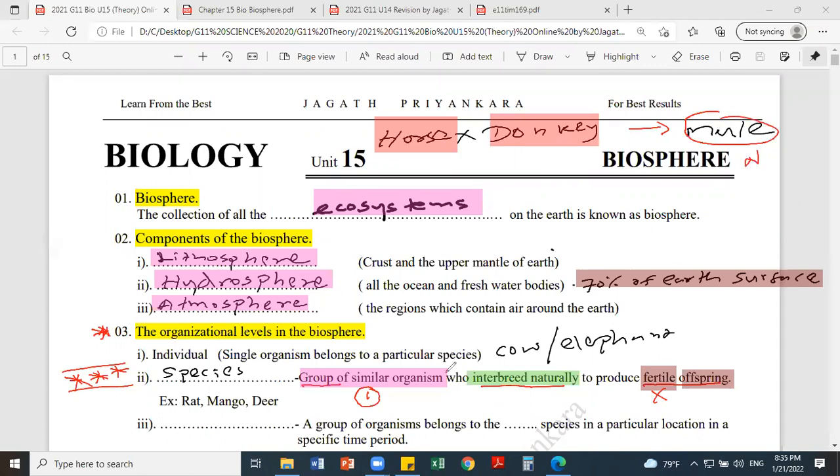You get an offspring. Okay, look at here. They look a bit structurally similar. They can interbreed also. You can get an offspring, a mule. Mule is the offspring, but this condition is not satisfied. Mule is not fertile. Mule cannot produce.